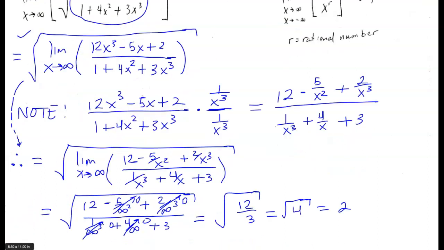All right, so we're going to go ahead and move on to the next example. And in the next example I'm going to introduce you to what's called the conjugate radical technique for being able to evaluate some of the limits that you'll be faced with.